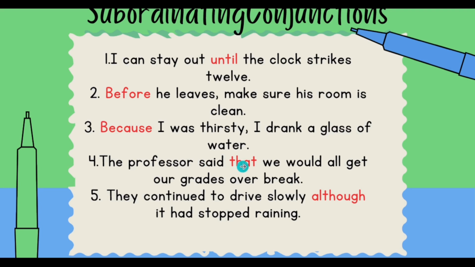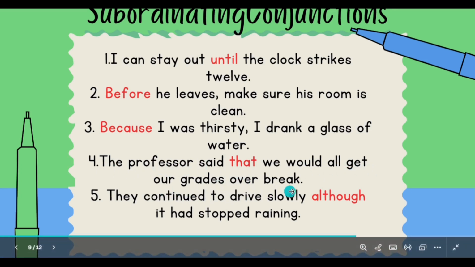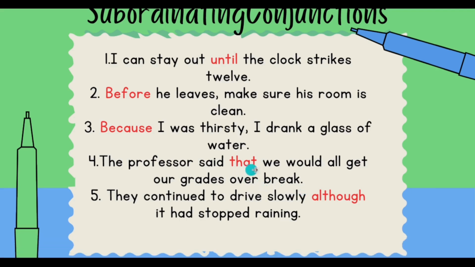The professor said that we would all get our grades over break. Professor said is an independent clause. That we would all get our grades over break is a dependent clause. Dependent clause always starts with a subordinating conjunction.